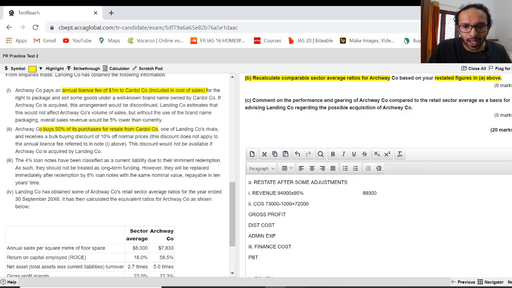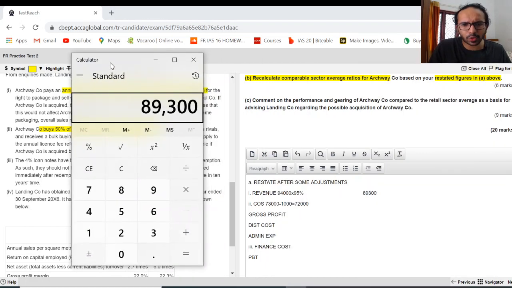So as of now, what is the total cost of sales? The total cost of sales is 72,000, right? Out of which half is purchased from Cardol. So if landing is purchasing Archway, and as of now, out of this total half, they are getting a 10% discount, right?